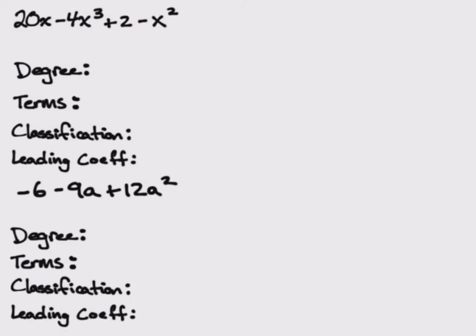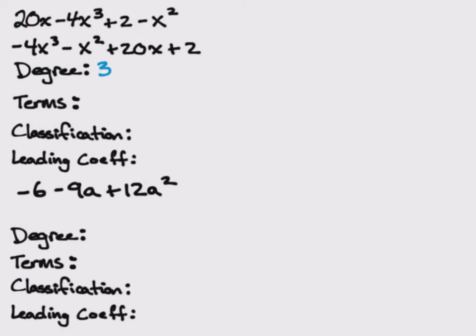First things first, let's put this into standard form right away, starting with the term of the highest degree. So that's negative 4x to the third power. Then we've got a degree 2 term, so minus x squared, then plus 20x, and then plus 2. Now that we've got it in standard form, let's take care of the rest. The degree of the polynomial becomes really easy when it's in standard form. You just look at the first term. The first term has an exponent of 3. That means it's degree 3, and that means the polynomial is degree 3.